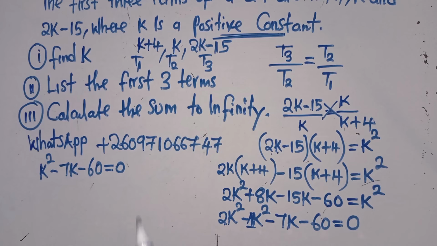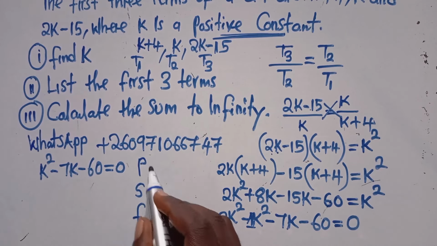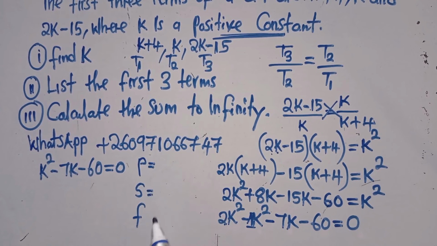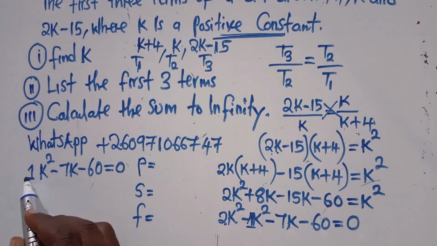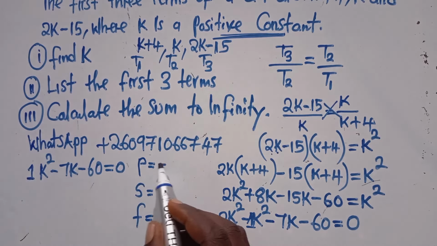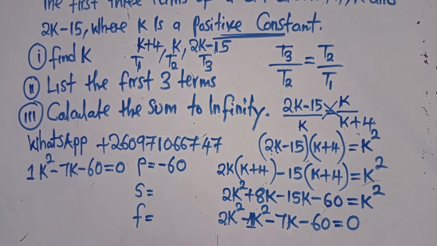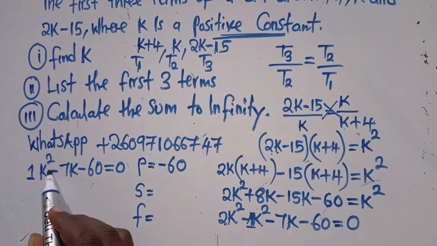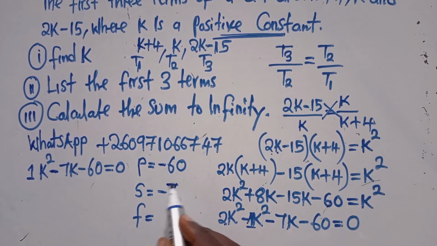So here you need to find the product, the sum, and the factors. These are three things that you need to find. So you know that the product, you get the coefficient of that one times that one. That is negative 60. This is what you are supposed to do. The sum is just this one, negative 7. You're just getting the coefficients.